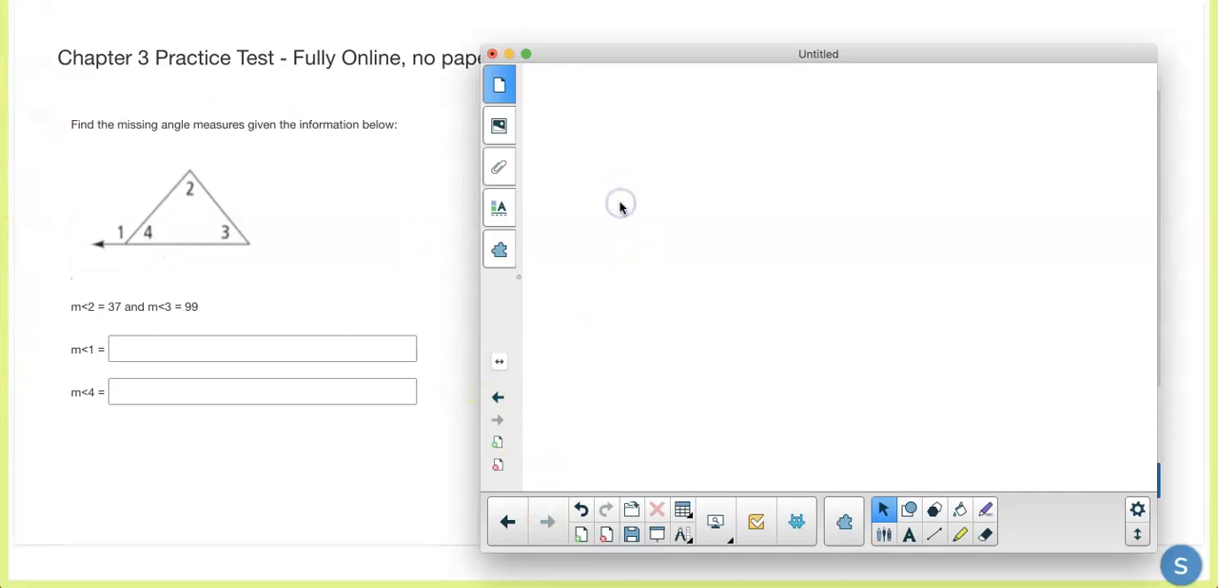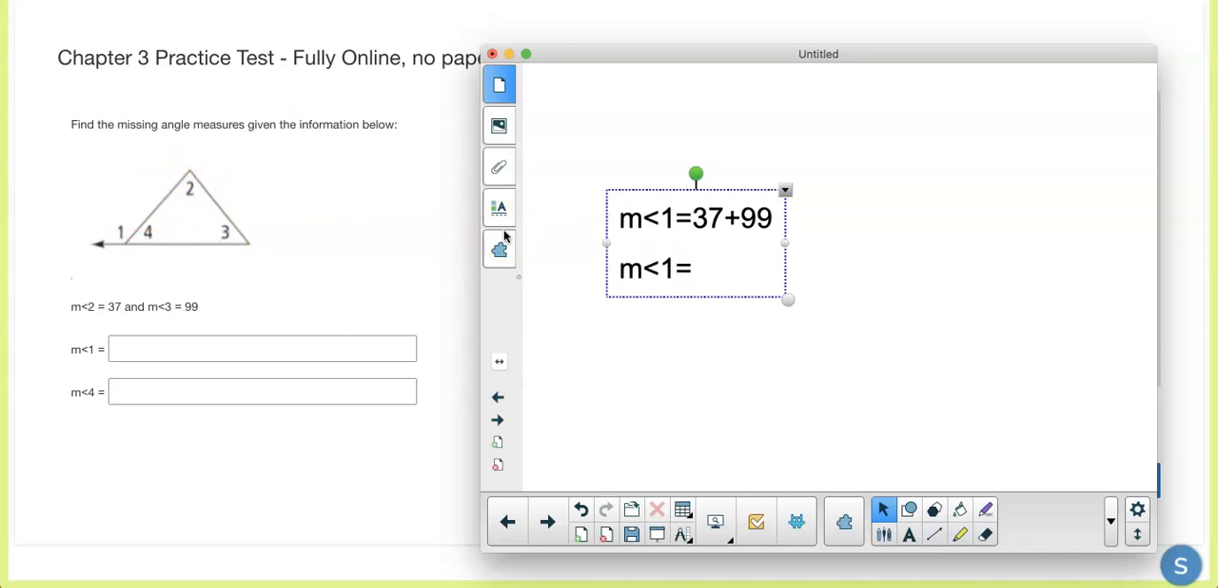So, like I was saying, the measure of angle 1 is equal to 37 plus 99, because these two angles, 2 and 3, are given to be 37 and 99. An outside angle is equal to the two inside angles on the other side of the triangle added together. So the measure of angle 1 is just 37 plus 99, which is 136.